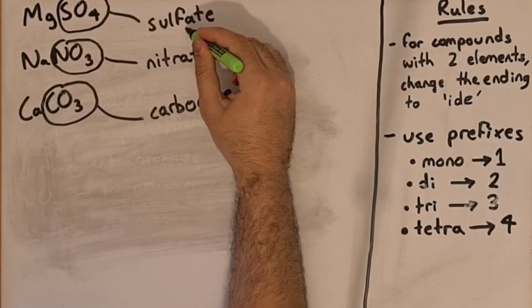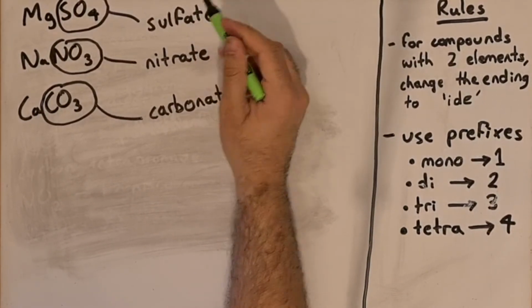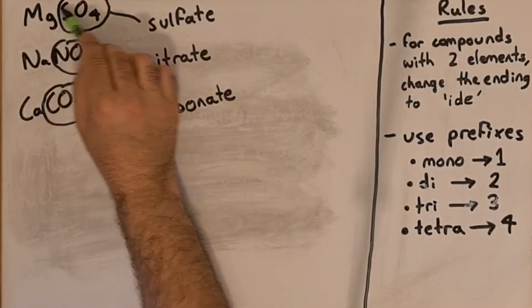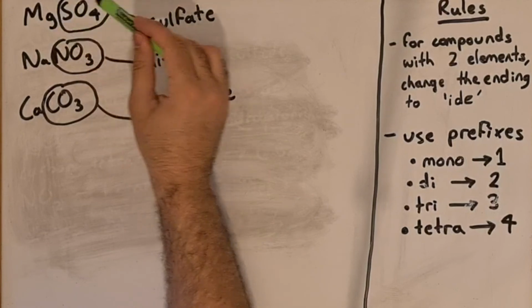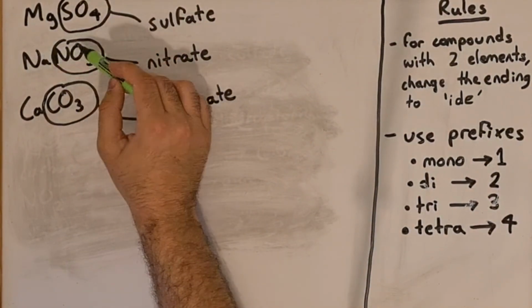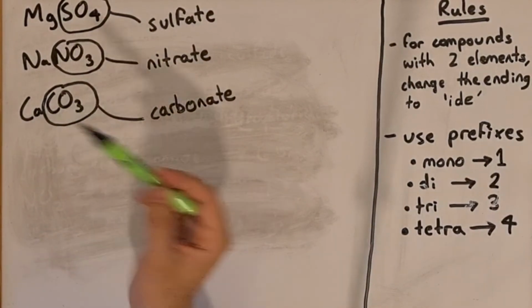And you'll notice that they've got different endings to them. They all end in ate, and that's because they've got oxygen in them. So for this whole compound here, we call it magnesium sulfate. For this whole compound here, we call it sodium nitrate. And for this whole compound here, we call it calcium carbonate.